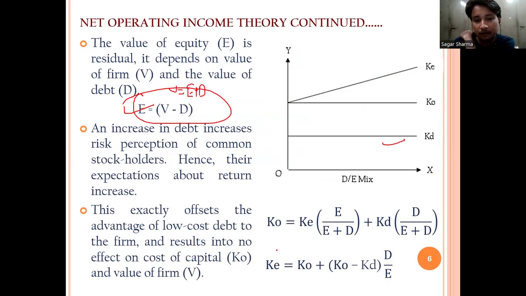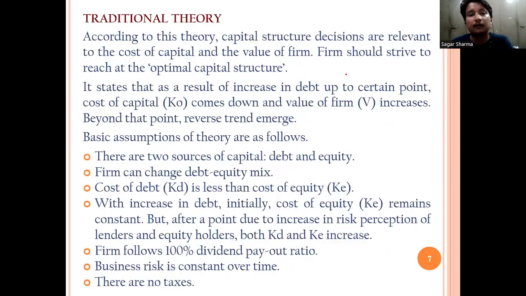Here you can see the cost of overall capital can be calculated by the same formula as the previous theory has already explained, but there is a difference in this phenomenon. Okay. Now the third theory is traditional theory. Traditional theory is given by Ezra Solomon.